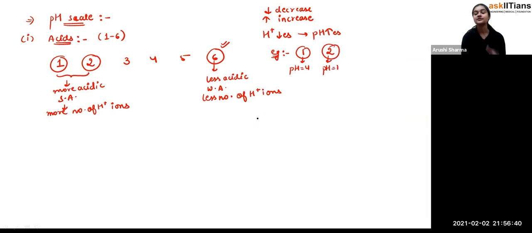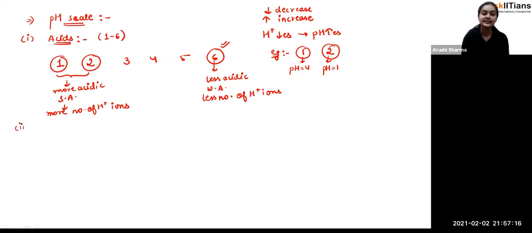If someone asks you which will be more acidic, you can see that the pH range is obviously lesser than 7. If it is lesser than 7, obviously it is coming in the acidic range, but we have to tell which one is more acidic. You will observe that pH 1 is for the strong acid. That is why the solution having pH 1 will be a strong acid, whereas the solution having pH 4 will be a weak acid. That's how you can differentiate between the acids on the basis of their pH.